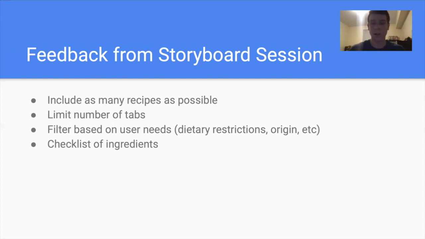Additionally, people wanted to know that they could filter their searches based on some of their needs, such as dietary restrictions, the origin of the recipe, or some other factor that users can use to narrow down their searches. Lastly, users should be able to have a checklist of ingredients so that when they go to the grocery store, they know they can check off certain ingredients that they found.